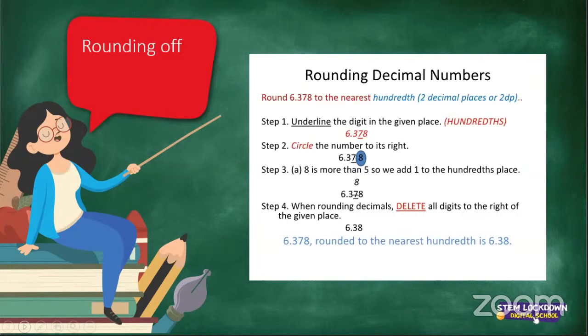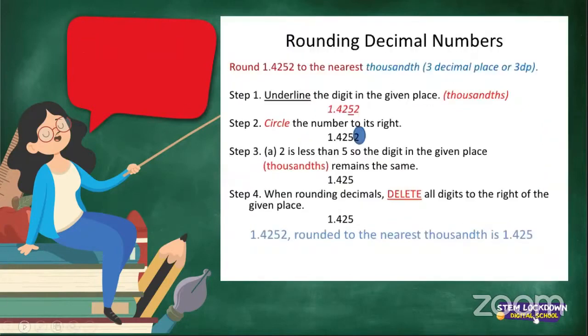We're rounding up because 8 is more than 5. As we said, we check if it is more than 5 or less than 5, then we round off. So the final answer is you remove everything else that is after that 8. The only number that you write is 6.38. So that is your rounded number.